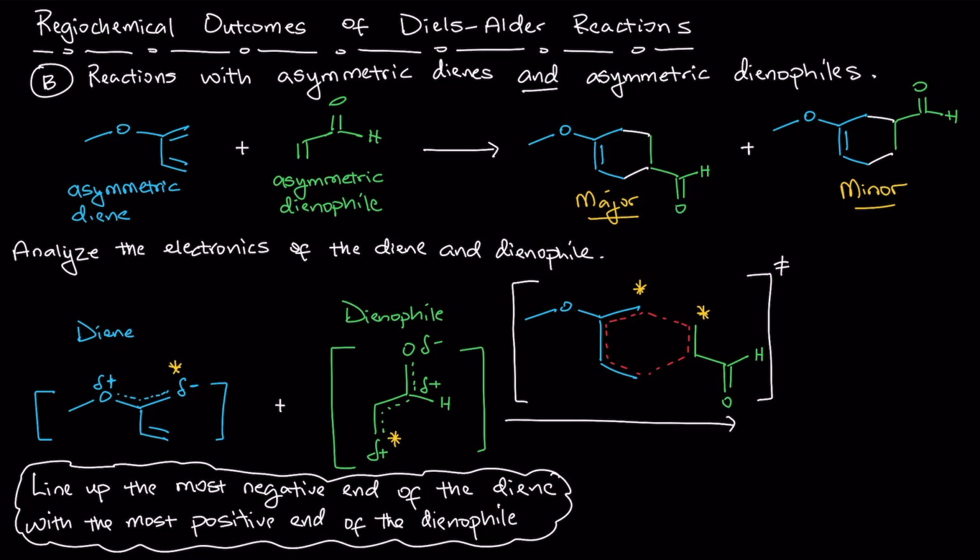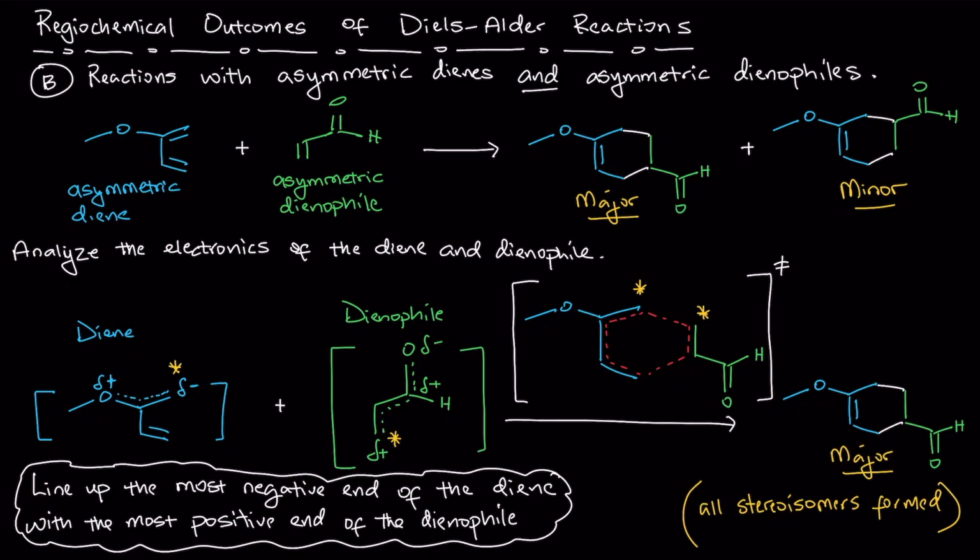But doing so would mean that you'd have to essentially flip the dienophile in this scenario such that they line up. And that's how we get to our major constitutional isomer. And once again, please note that all stereoisomers in this scenario are still formed. So you will still want to draw the aldehyde in a wedged and in a dashed position as well. Okay, so that's really it for the regiochemical outcome. You want to really analyze the electronics, and then you want to line up the most negative end of the diene with the most positive end of the dienophile.